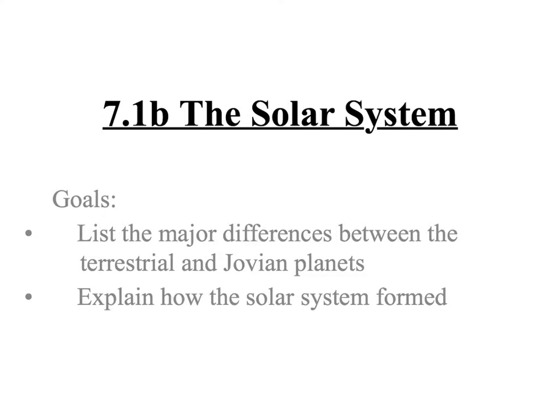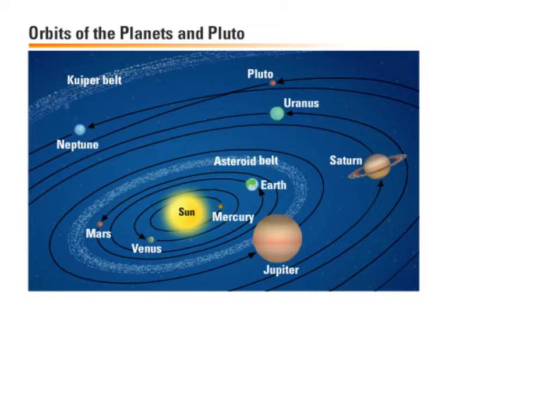In this video, we'll look at the differences between terrestrial and Jovian planets, and we'll also explain how the solar system formed. In this picture, we're taking a look at the solar system as an entirety per se. And what I want you to do is realize we have a heliocentric model, so our sun's here in the middle.